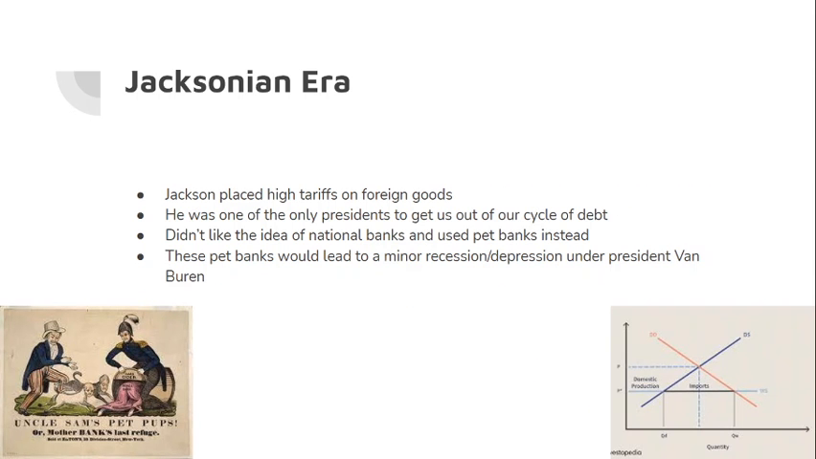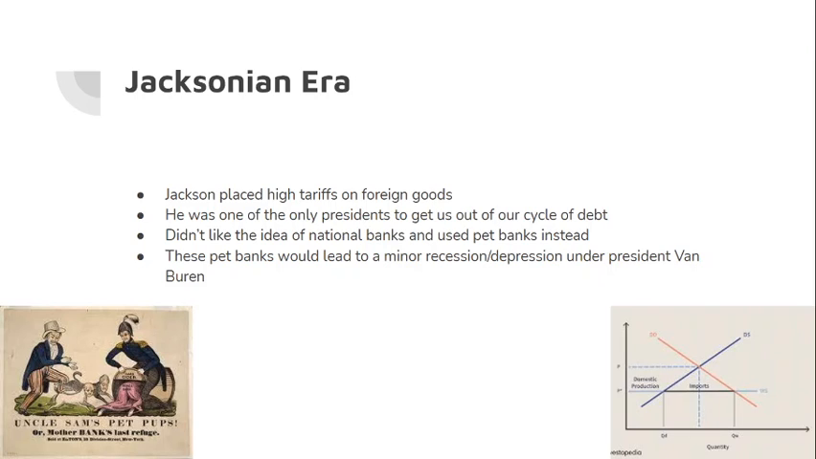Next thing I want to talk about is the Jacksonian era. The Jacksonian era took place in the middle of the last slide. Basically, the Jacksonian era entailed Andrew Jackson, a very controversial president. A lot of people have mixed views on him. I personally don't like him, but if I do have to say something, he's probably one of the best presidents from an economic standpoint, because he got us out of our cycle of national debt, and that was basically one of the main reasons.